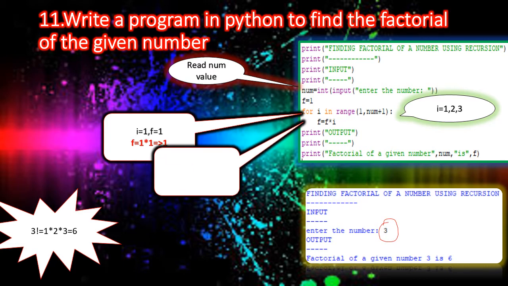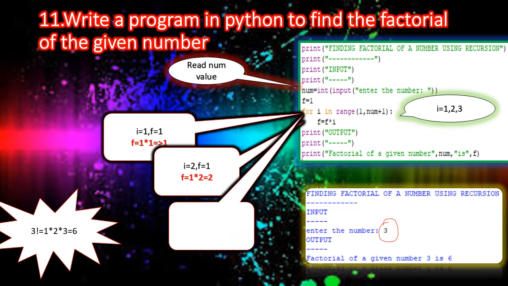And next, as per the loop, now the I value is 2. F is still 1 and F equal to 1 into 2, we will get the answer 2. And next the I value is 3. So the current value is 2, so 2 into 3 is 6. And then the loop will be executed. Finally we get the factorial of the given number. 3 factorial is 6.